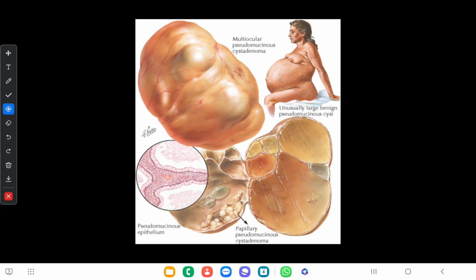You can see it is multilocular. There are several locules. Each locule contains gelatinous material inside and the inner surface is usually smooth. Here you can see mucinous cystadenoma with multiple locules. It is an important point. Other sites of mucinous cystadenoma are the pancreas, salivary glands, and bile ducts.